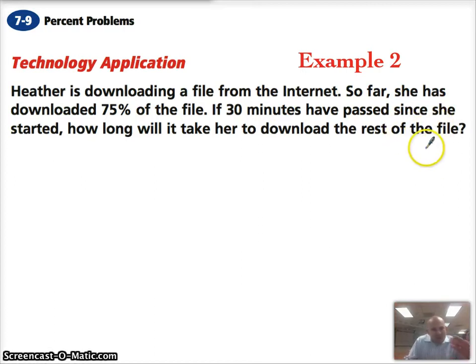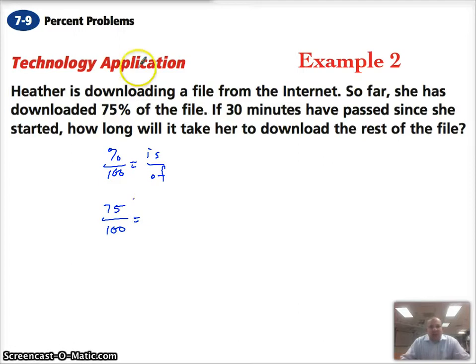Now, I've read that twice just to make sure I understand it. Here we have a similar problem which we can use a proportion. Percent over 100 equals is over of. I'm going to go ahead and put 75 over 100. And here, 75% was translated to this ratio.